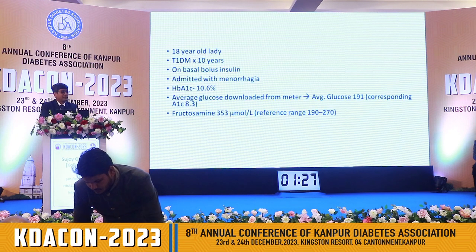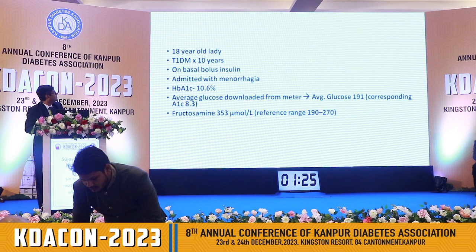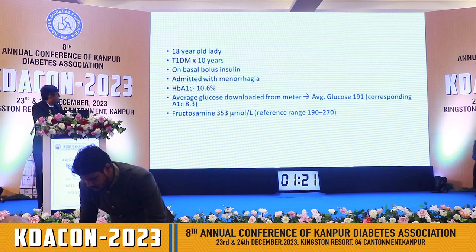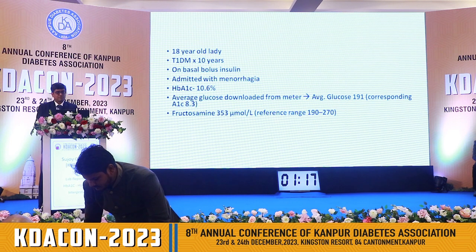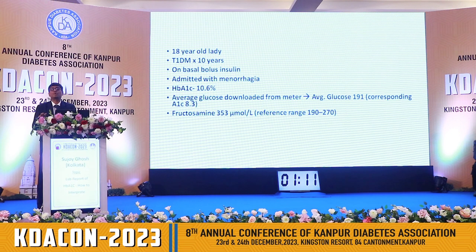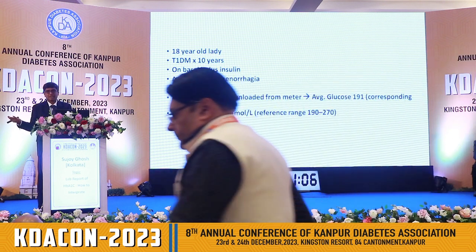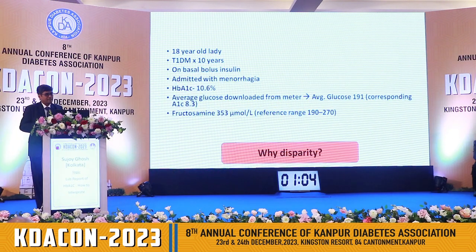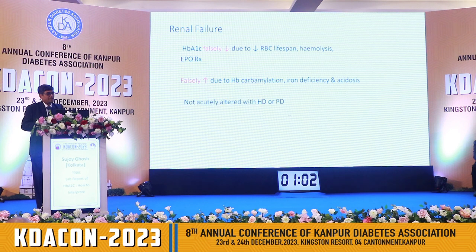And the final case, 18-year-old lady comes in, type 1 diabetes, admitted with menorrhagia. A1C is high, but the readings are not that bad. So this is someone who's got iron deficiency anemia from bleeding. And as a result of which, God is trying to protect the individual and prolonging the lifespan of the RBC and saving the person. Again, renal failure can cause problems.